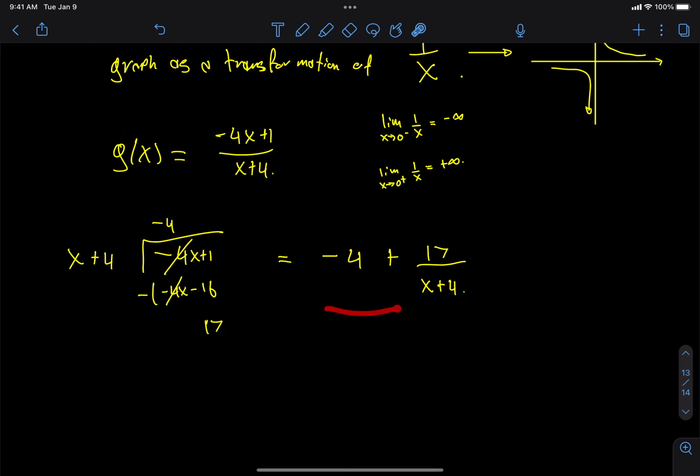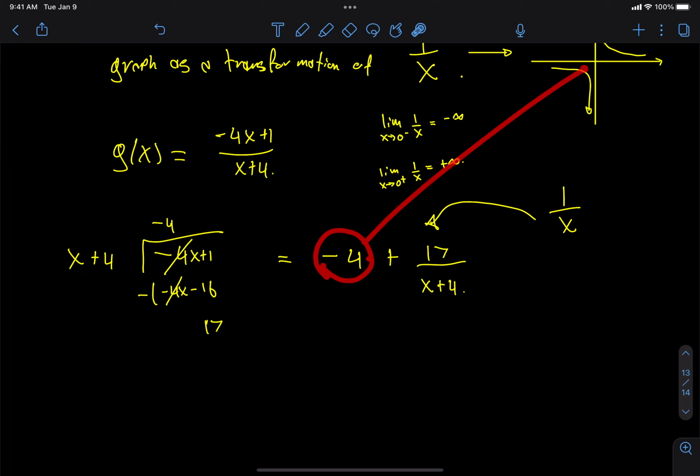And now this looks like a transformation of 1 over x. What is it going to do if I go from 1 over x, which is my parent function? This is my child function, if you want. What is subtracting by 4 going to do to the graph? Shift down 4 units. What about adding 4 underneath? To the left 4? Yeah.